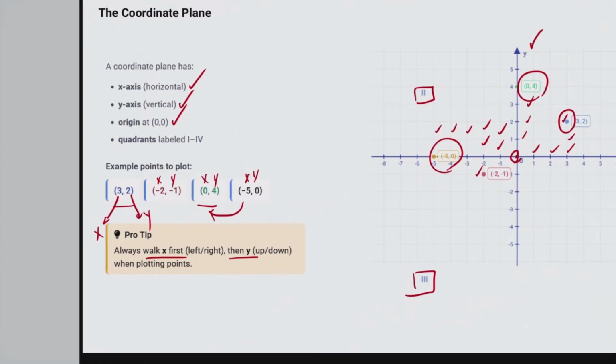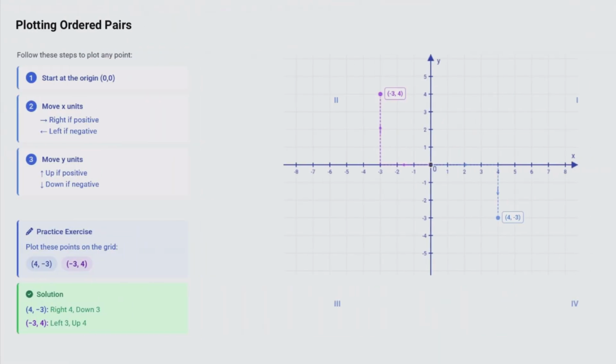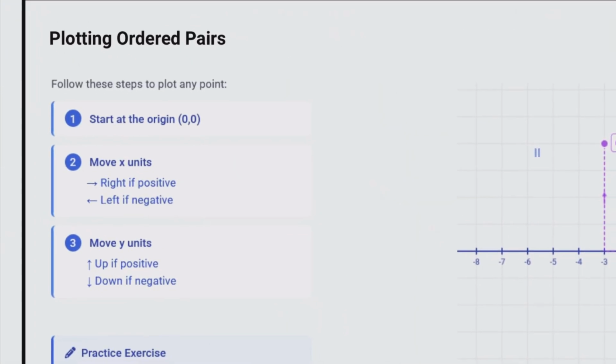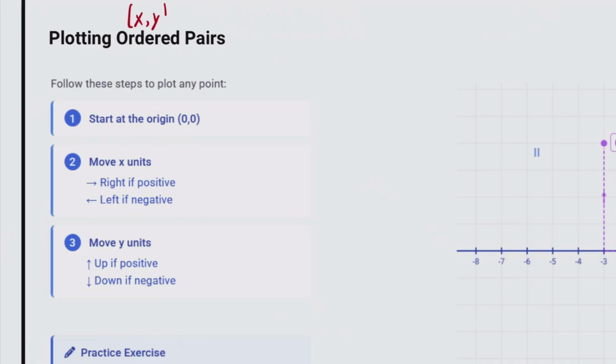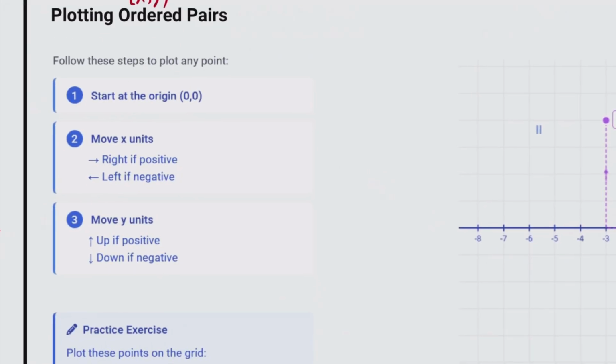So let's move on and go a little bit deeper into all of those steps that I had, again using an example. So how can we plot ordered pairs? Again, why are we talking about ordered pairs? Because x comes first and y comes next. So at this point, we do have 3 important steps.